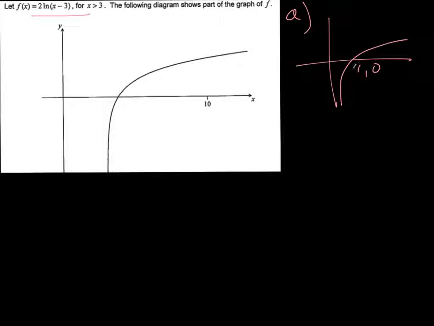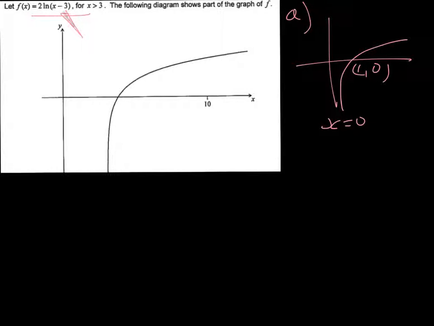In question 3, we are given that f(x) equals 2 ln(x minus 3) for x greater than 3, and we are asked in part A to find the asymptote. So we could just plot this in our calculator and look at it visually by inspection, or alternatively we should be familiar with the graph of ln x, which would be something like this, passing through the point (1, 0) with an asymptote down here of x equals 0.